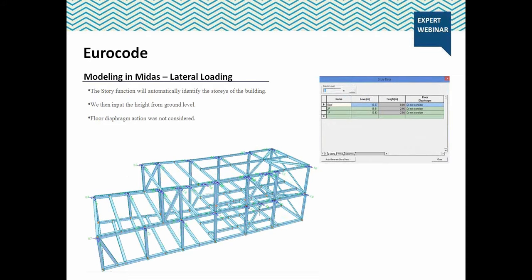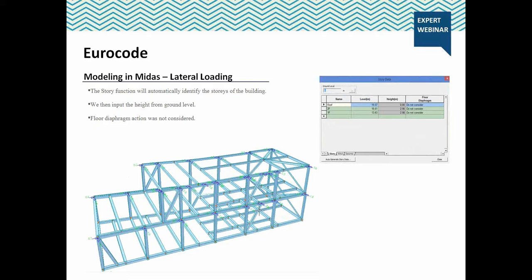In the story function, Midas automatically generates the story data and allowed us to input the relative level of each floor from ground level. The distribution of the wind load is dependent on whether the floor diaphragm is considered or not. For the purpose of modelling, we wanted to analyse the strength and lateral stiffness of the individual frames. So by selecting Do Not Consider under the Floor Diaphragm tab, in the analysis, the wind load is calculated and applied to each individual frame.